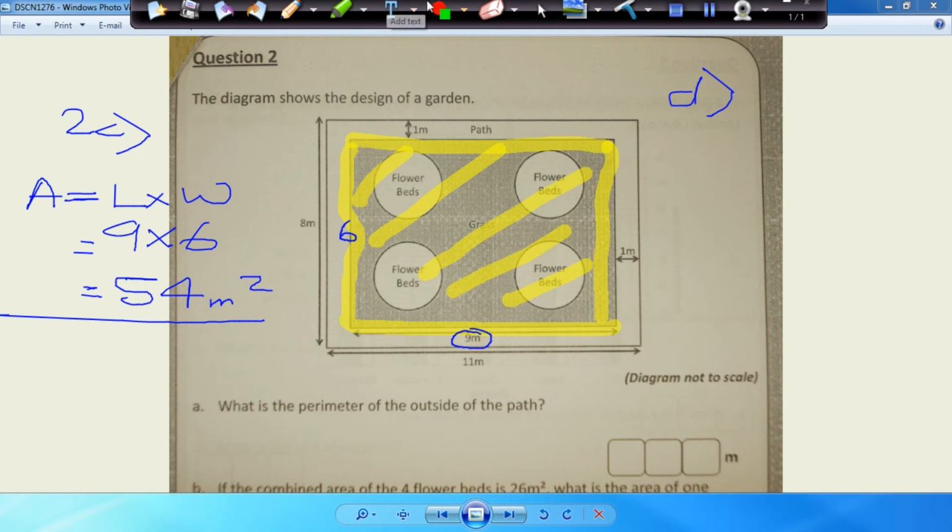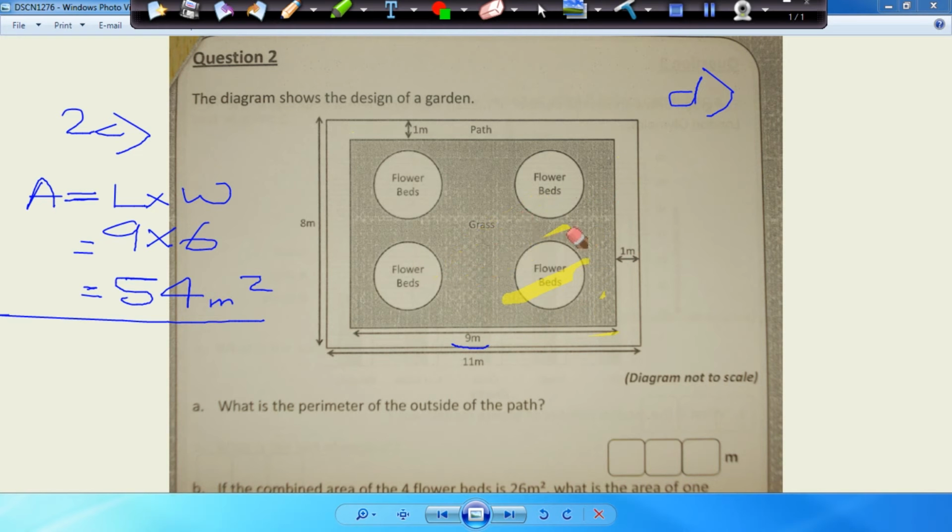Right, let's just first of all get rid of this highlighted part here. Oops, sorry. Okay, let's go to this. Okay, so what they want us to work out now is the area of the grass alone.